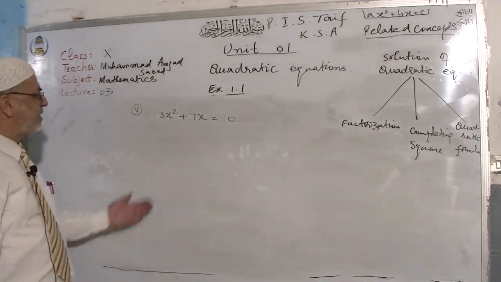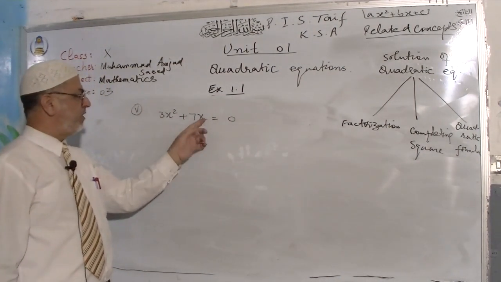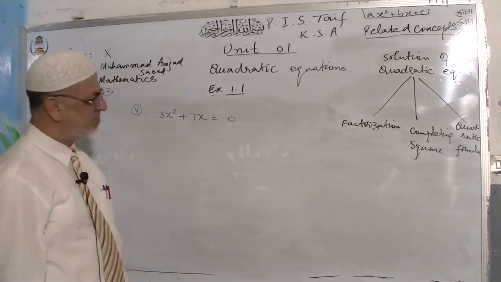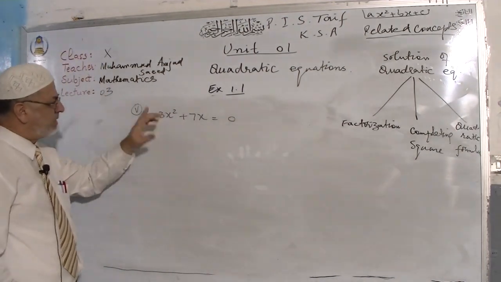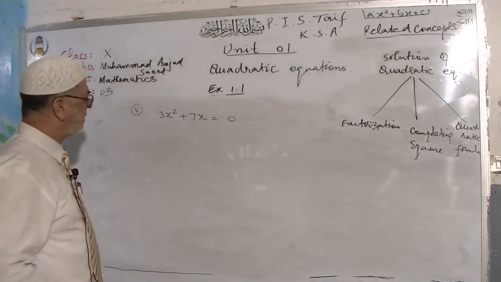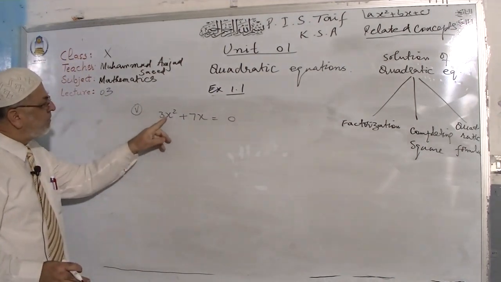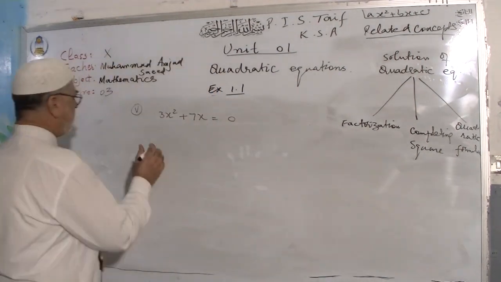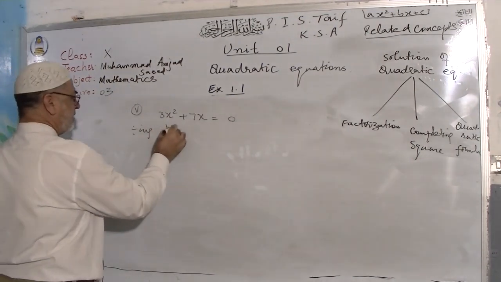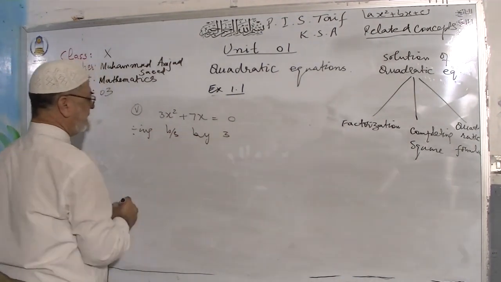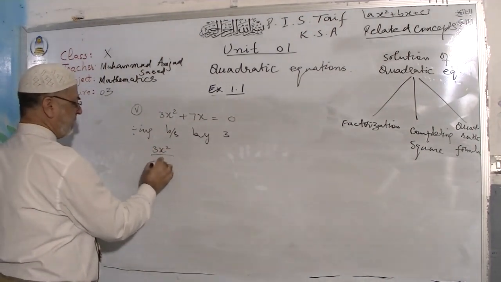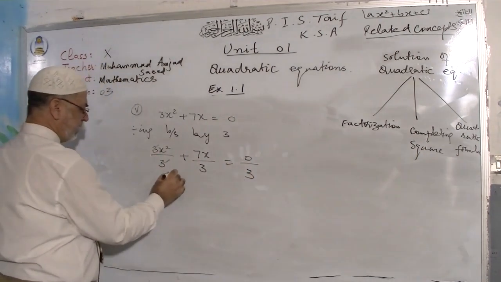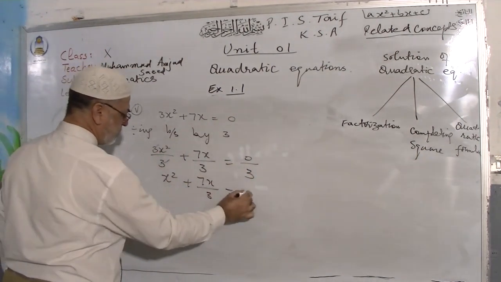First of all, dear students, you can see we don't have the constant term. Actually, it is 0. It is already shifted on the right hand side. So the first step is finished for this question particularly. We don't have the constant separated. And the second is the coefficient of x square is 3, which is not a complete square. What will you do? Dividing both sides by 3: 3x square over 3, 7x over 3, 0 over 3. X square plus 7x over 3 is equal to 0.